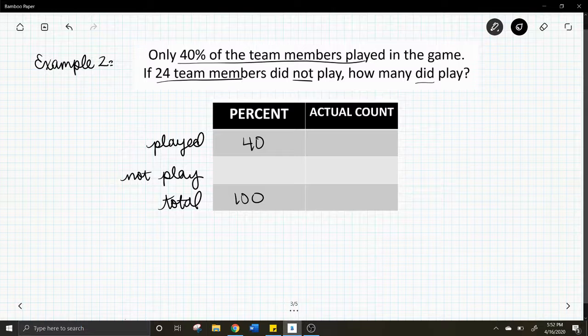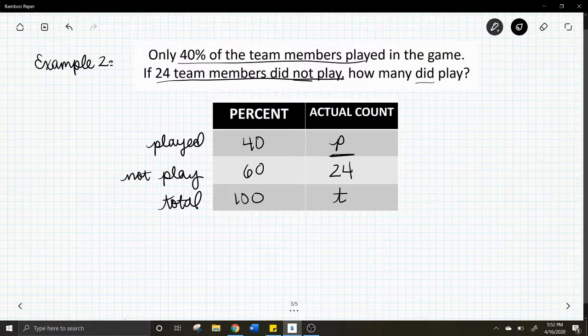It says 24 did not play, so 24 is going to go in the actual count and is going to go in the did not play row. And then how many did play is what we're looking for. So we want to find this missing information, which we'll say is the letter P. We'll say the actual total is T, and then the percent that did not play would have to be 60%, because remember, the total needs to equal 100.